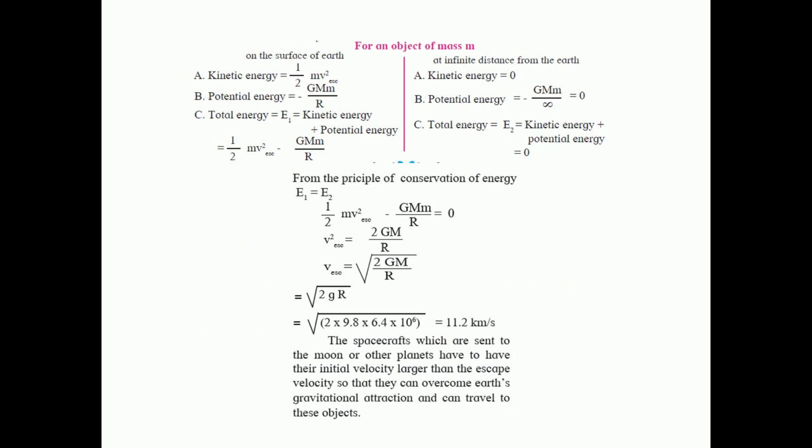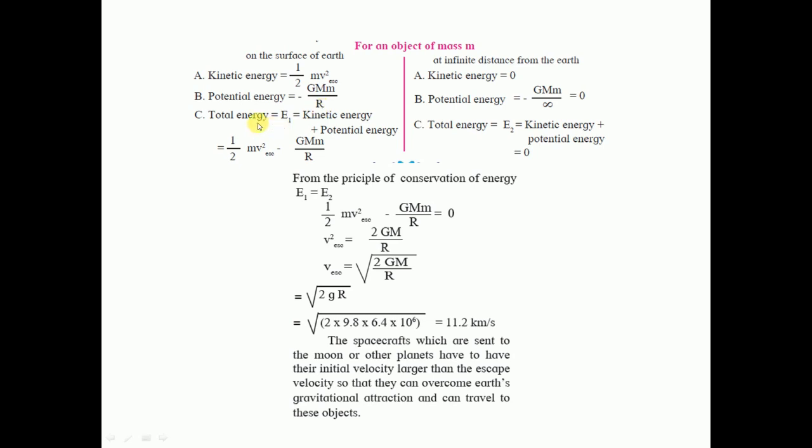Now consider you have an object on the surface of the earth and one at an infinite distance from the earth. So we have the object at two different positions. If you are on the surface of the earth, the kinetic energy will be half mv square. Here v is nothing but the escape velocity, because at that time you will be throwing your object towards the sky. The potential energy, we have already seen in gravitational potential energy, is minus GMm upon r.